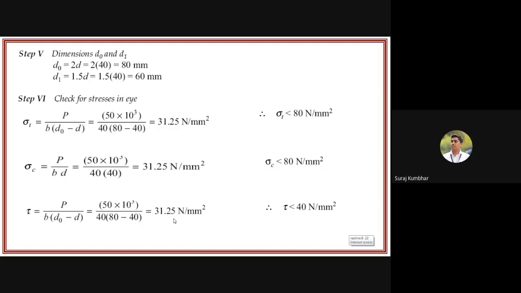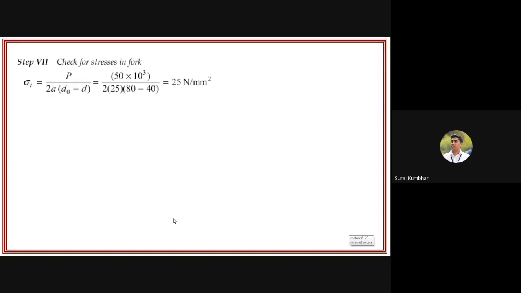Right? Now the next is what? The check for stresses in a fork. This was for the single eye. Now I will check for the stresses in a double eye as well, whether it is lying less than the permissible stress value. Now the next part is the check for the stresses in a double eye or a fork.